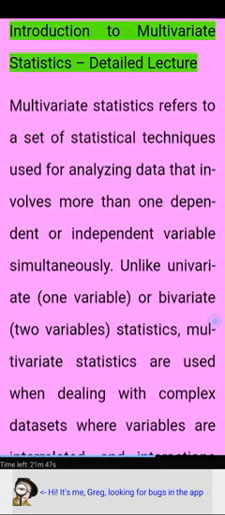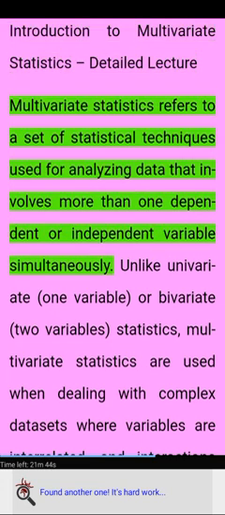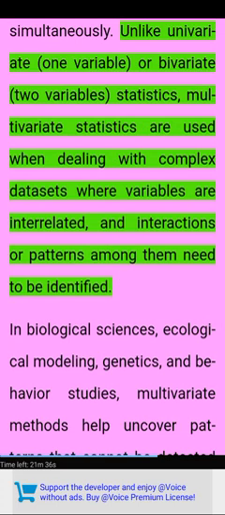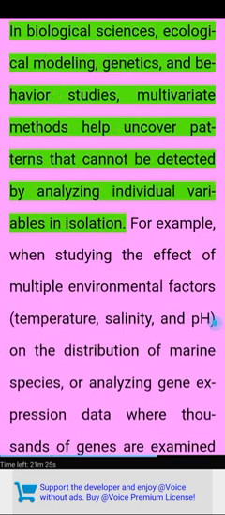Introduction to multivariate statistics, detailed lecture. Multivariate statistics refers to a set of statistical techniques used for analyzing data that involves more than one dependent or independent variable simultaneously. Unlike univariate (one variable) or bivariate (two variables) statistics, multivariate statistics are used when dealing with complex datasets where variables are interrelated, and interactions or patterns among them need to be identified.